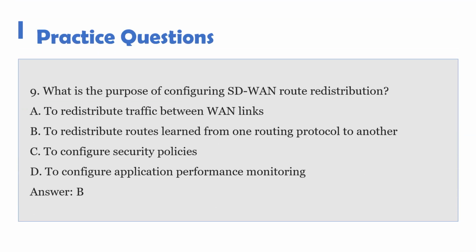9. What is the purpose of configuring SD-WAN route redistribution? A. To redistribute traffic between WAN links. B. To redistribute routes learned from one routing protocol to another. C. To configure security policies. D. To configure application performance monitoring. Answer: B.